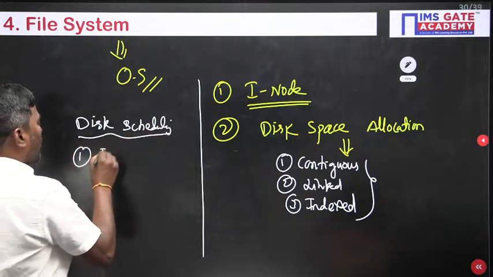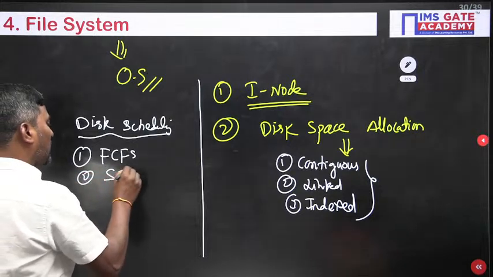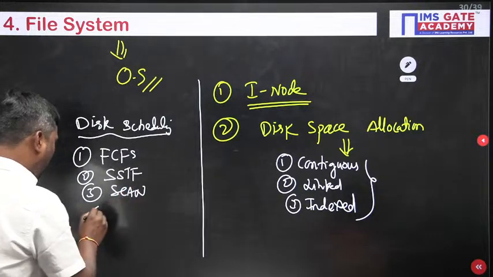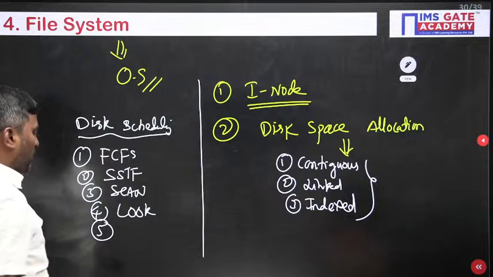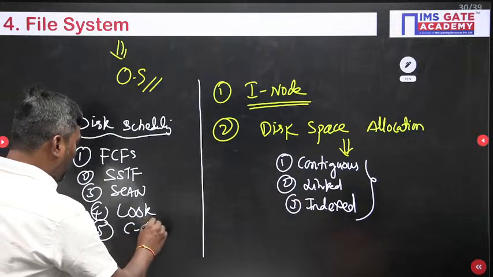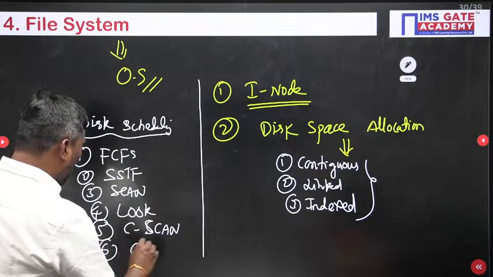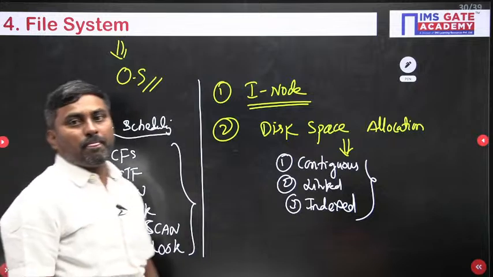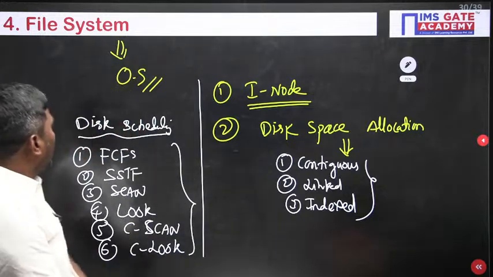One is first come first serve. The second one is shortest seek time first. The third one is the SCAN algorithm, the fourth one is the LOOK algorithm, the fifth is C-SCAN, and the sixth one is C-LOOK. Look at all their working principles. This is a very important topic from the file system.